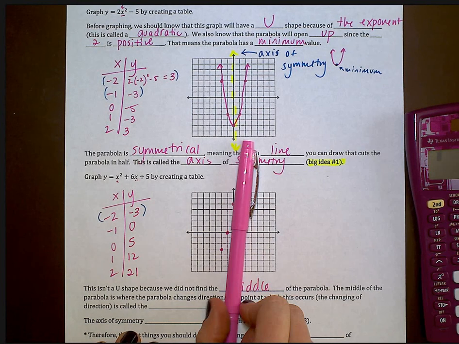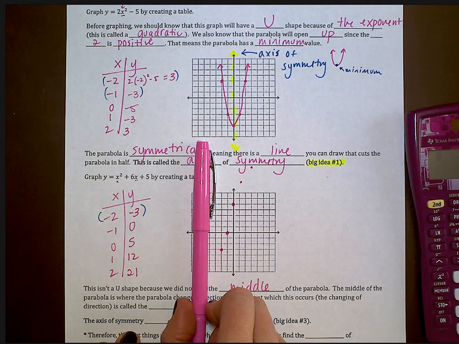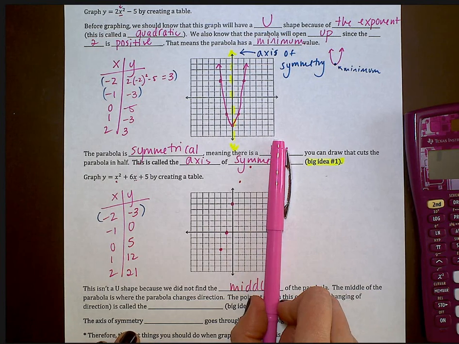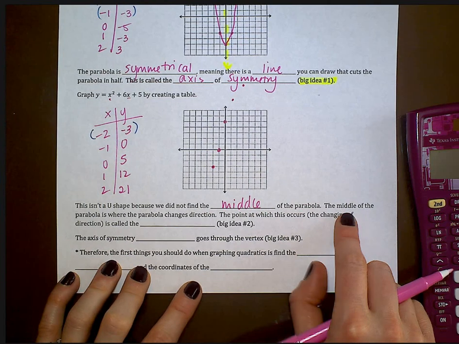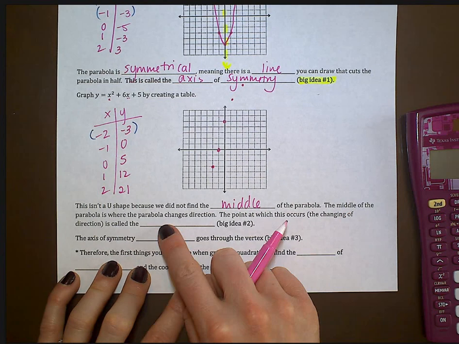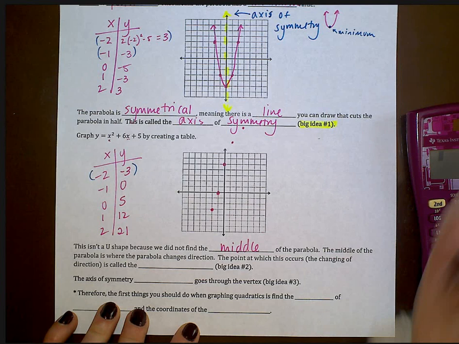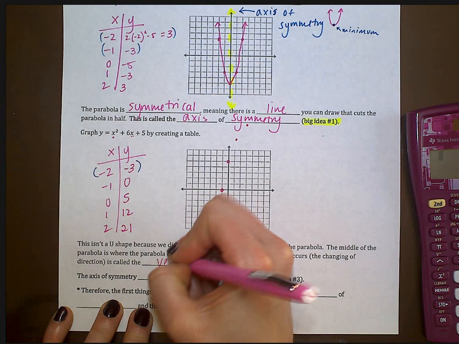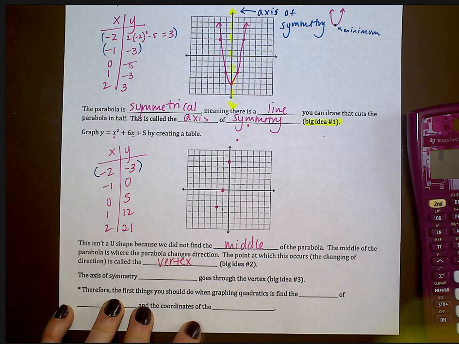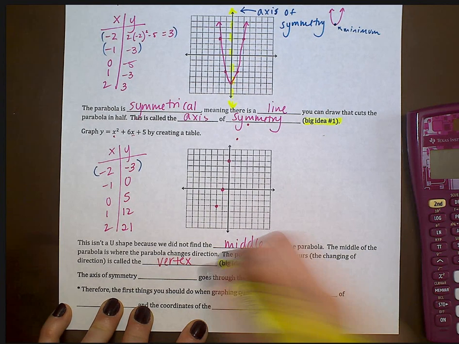Maybe the axis of symmetry is over here. Maybe it's over here off to the right. You're going to have to find it. Okay, so realize that the middle of the parabola is where it changes direction. The point at which this occurs, where the direction changes, is called the vertex. That's the second big idea, or big term, vertex.